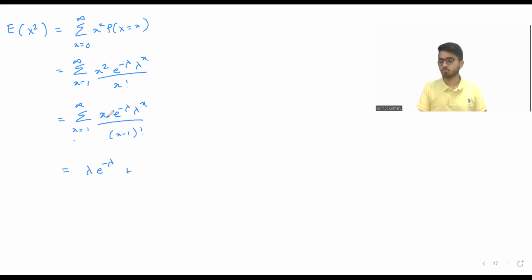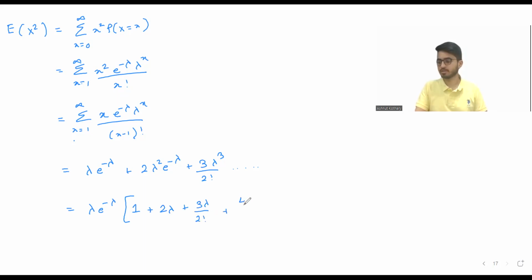When I put x as 2, 2 by 1 factorial, which is 2. So I have 2 lambda square e to the power minus lambda. Next, what I have is 3 by 2 factorial, which will be 3 only, and so on. Now I will take lambda e to the power minus lambda common. 1 plus 2 lambda plus 3 lambda by 2 factorial.